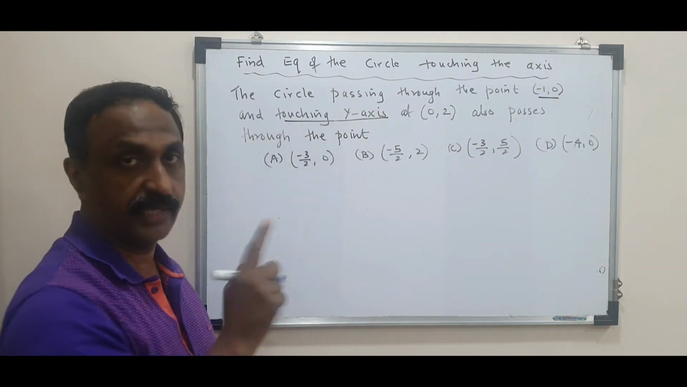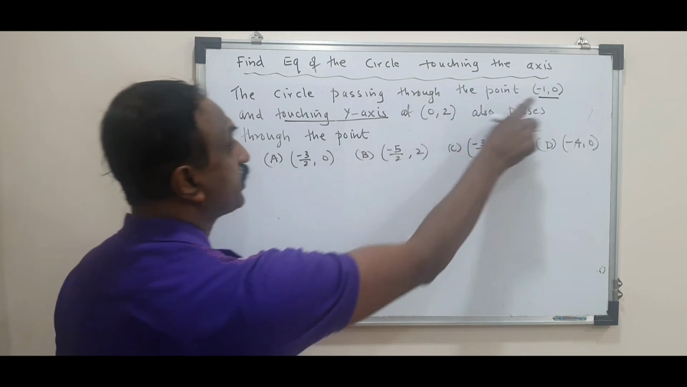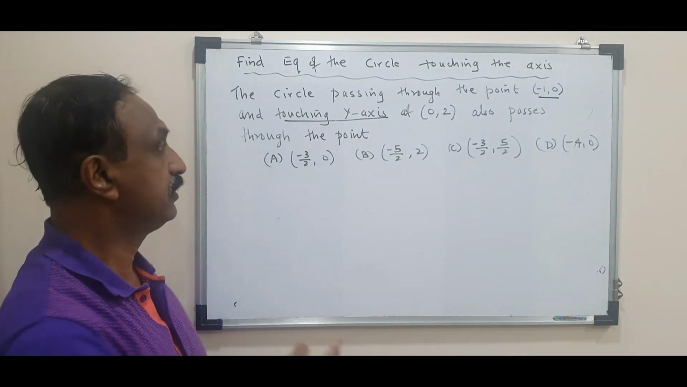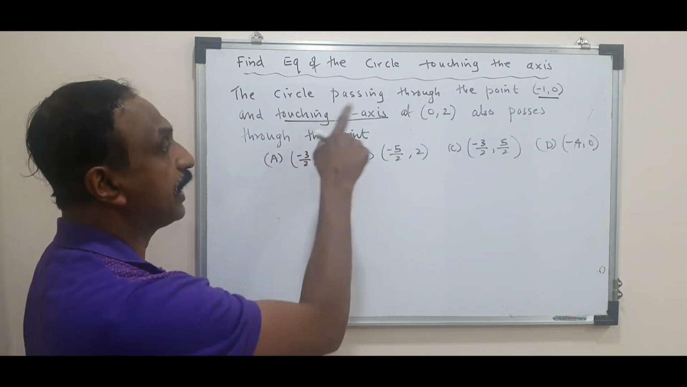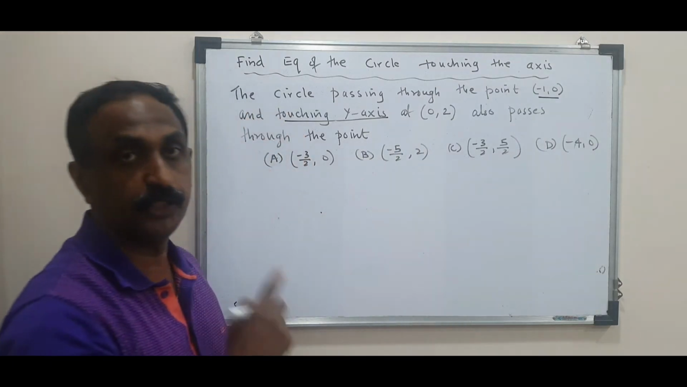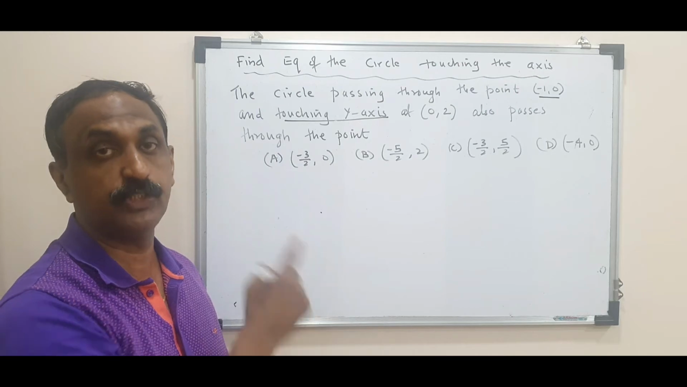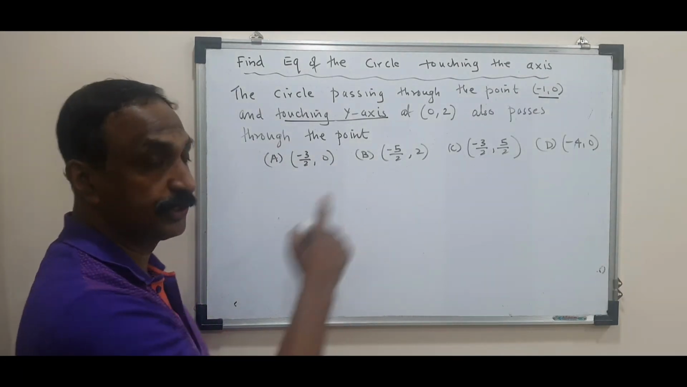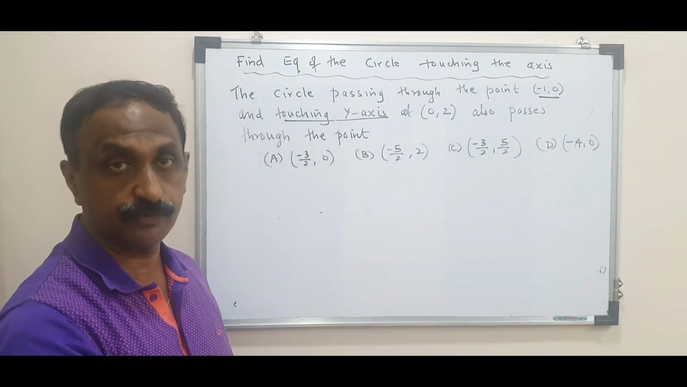Touching the y-axis, the x coordinate of the center is the radius. Passing through a point satisfies the equation. So we have these two conditions, and what you have to find is, out of these 4 points, which point will satisfy the equation of the circle, which point is on the circle. How do you check whether a point is on the circle? By checking whether it satisfies the equation of the circle.